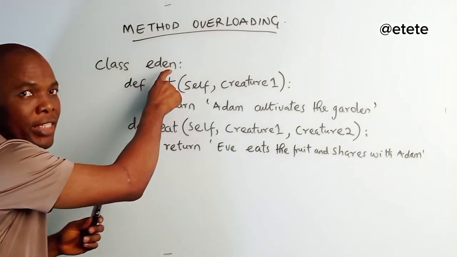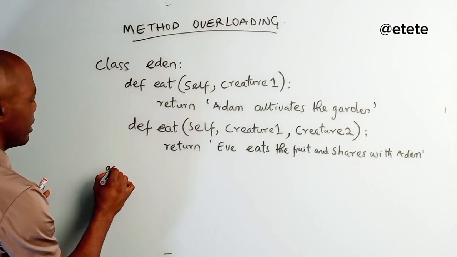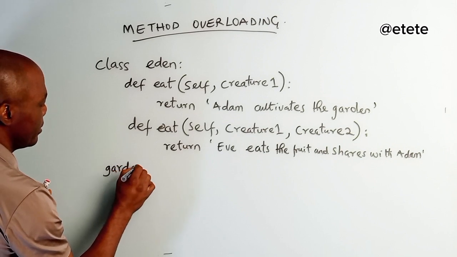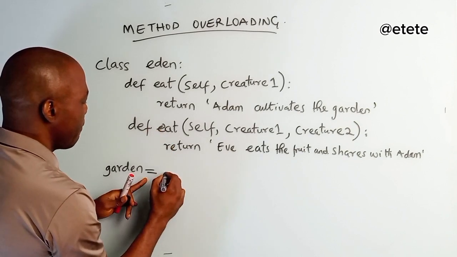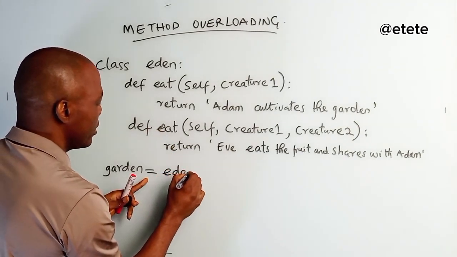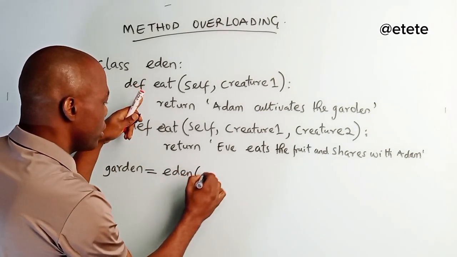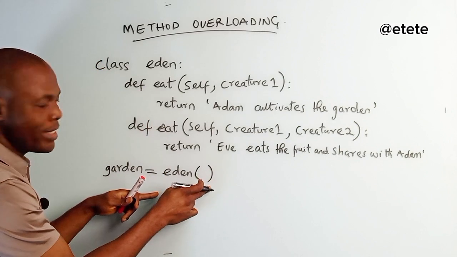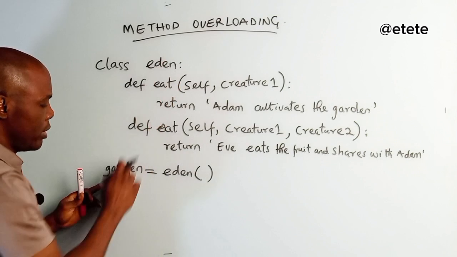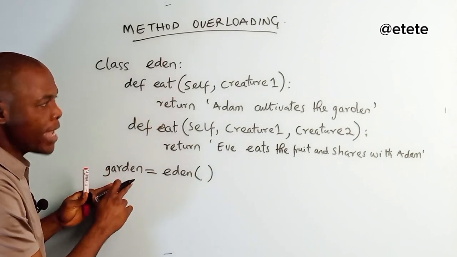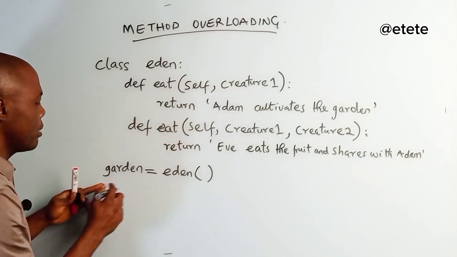Now let's instantiate this class. So we come here and we say garden, right? We want to instantiate this class. So assign Eden, since you don't have an init method, so you are just going to call the default constructor. So you call this, nothing will be supplied inside it. Then we've created an object for this class, which is what? Garden. Now we are going to use this garden to call this method, right? And then we are going to supply parameters to it.